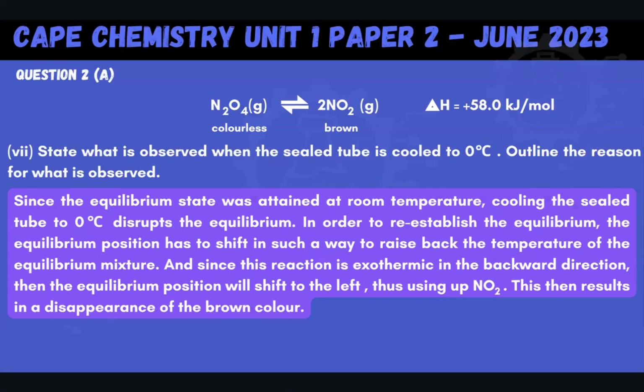reestablish equilibrium. When we go to the left, we are using up NO2, which is brown. And so this is going to result in a disappearance of the brown color, and we're going to go back to colorless, which is what the color was initially. And so that's how we explain that. And again, that's based on Le Chatelier's principle. It says that if you decrease the temperature of an equilibrium system, the equilibrium will shift in the exothermic direction. So from a temperature standpoint, that's what Le Chatelier's principle says would happen.